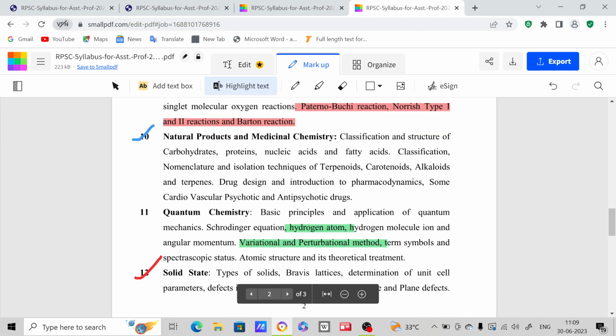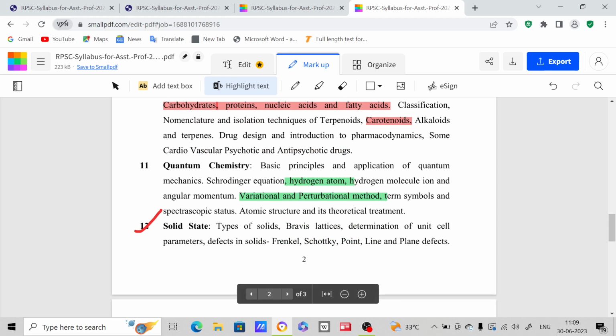Next, natural products, nothing but bioorganic chemistry. In this bioorganic chemistry, carbohydrates. So focus on these carbohydrates, focus on proteins and nucleic acids and fatty acids, right? Just try to remember the structures. And alkaloids, these are not that important. Okay, focus on these carotenoids. Okay, you can leave this chapter. You don't need to focus much on this chapter.